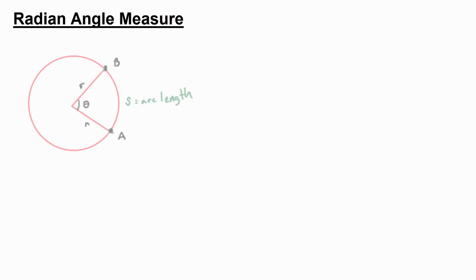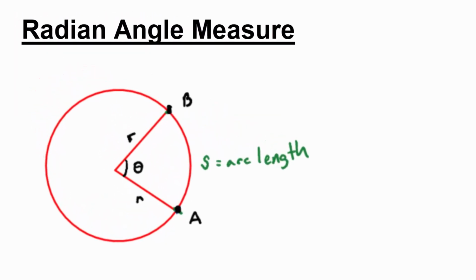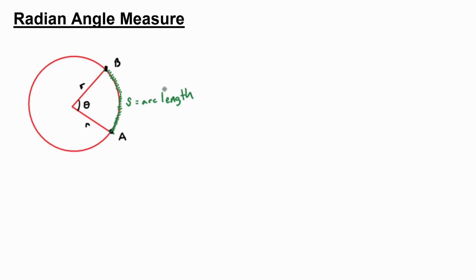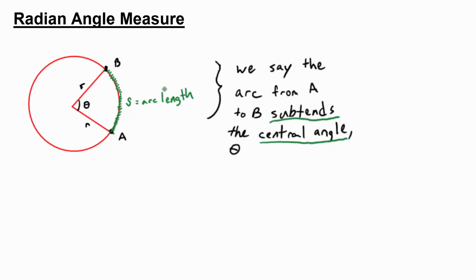So here's the picture. Take a look at the circle on the left there. I drew a picture with what looks like a piece of pie cut out. What we want to talk about is S, at least for now, S, which would be arc length. You can think of it as the length of the crust of the pie. And we say the arc from A to B subtends the central angle theta. It's probably the only time you'll hear me use the word subtend in this class, but in case you see it, I wanted to write it down.